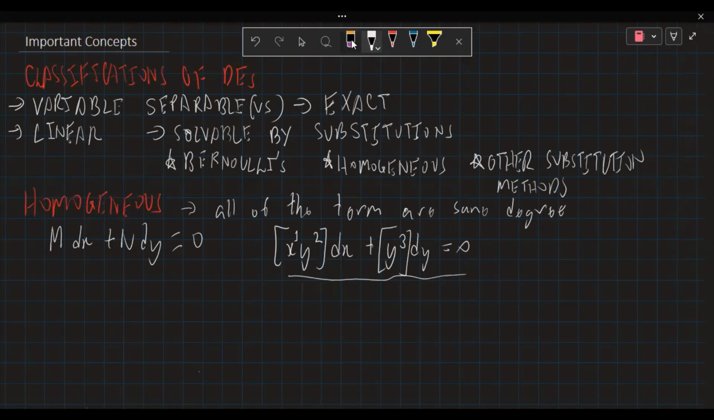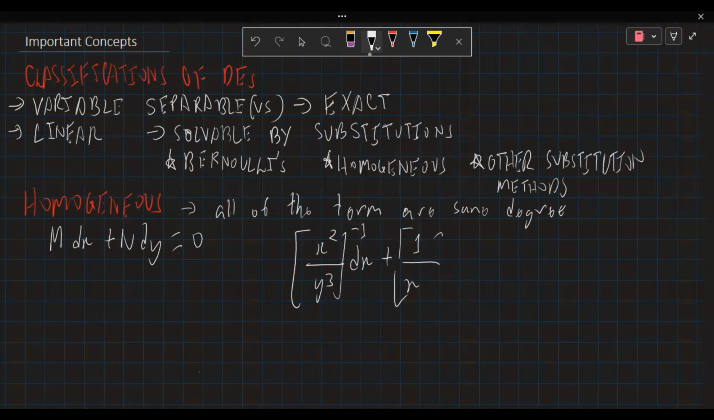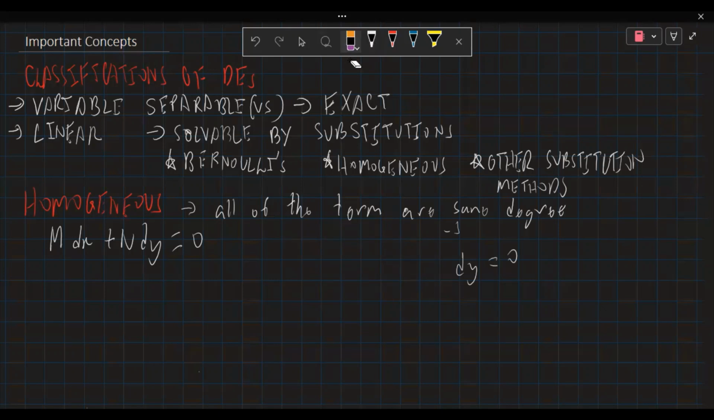So this is 1 exponent 2 and then this is 3, 3 and 3. Ayun. So again, just like parang VS and linear, you can actually identify what is a homogeneous. So another example could be like x cubed, x squared, and then y cubed dx plus 1 over x to the power of 1 over x. Yun. So in this case, yung exponent natin is negative 1 and then exponent natin is negative 1. Ay, dy is 0. Ayun. So just try to remember these types of equations.